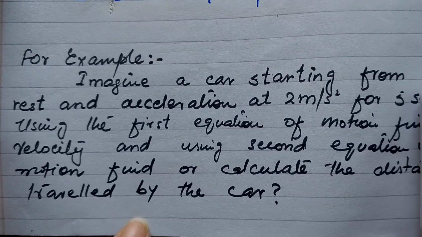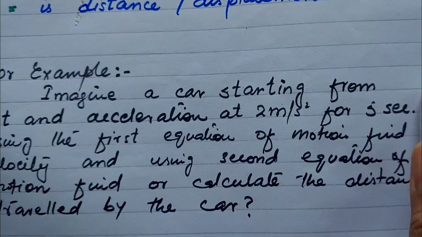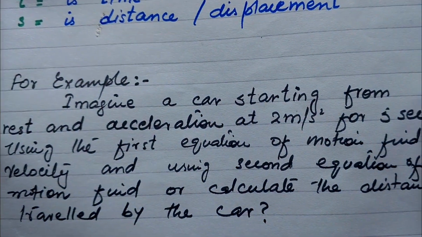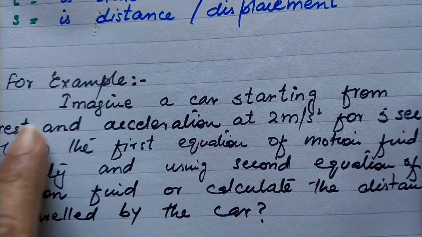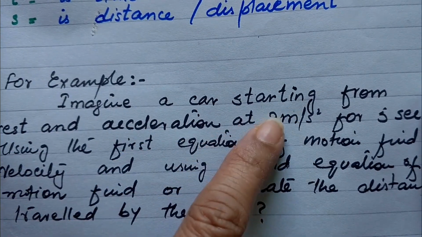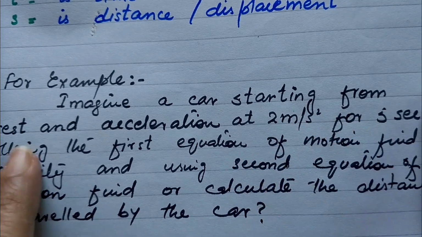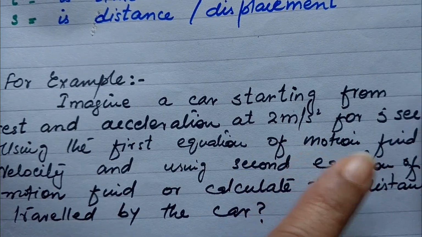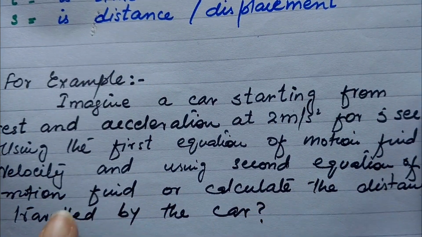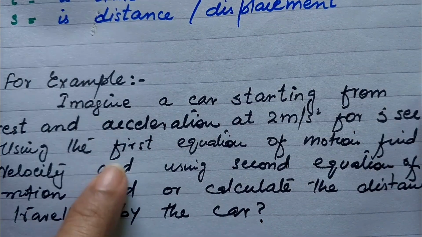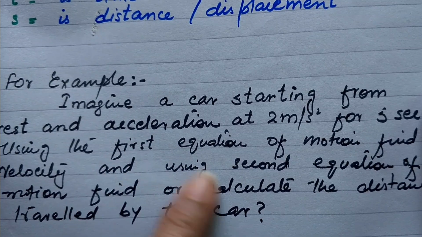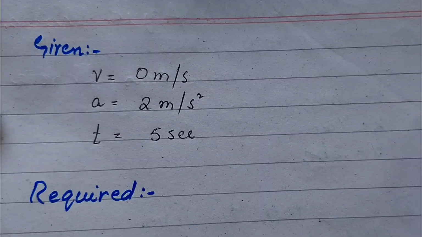Similarly, here is an example for finding the velocity or distance traveled by a car. We can solve this example, which will make your concept about these equations of motion very clear. So let's see the example. Imagine a car is starting from rest and accelerating at 2 meter per second square for 5 seconds. Using the first equation of motion, find the velocity, and using the second equation of motion, calculate the distance traveled by the car.